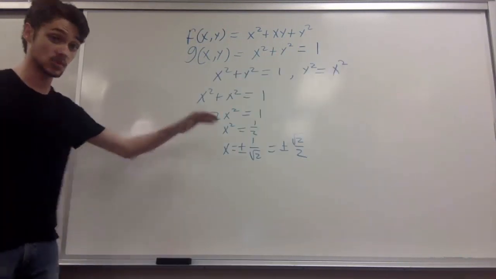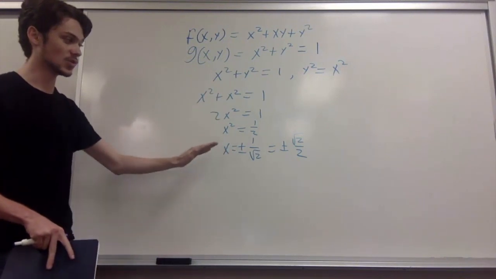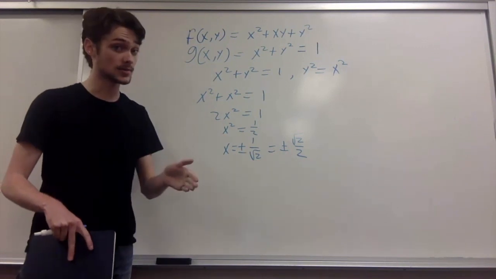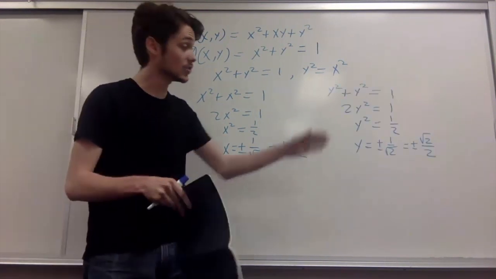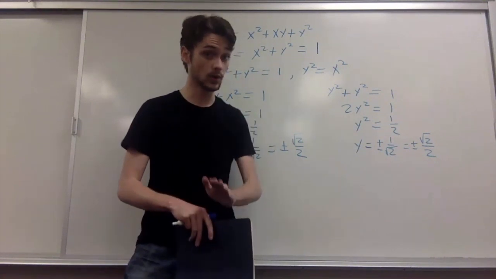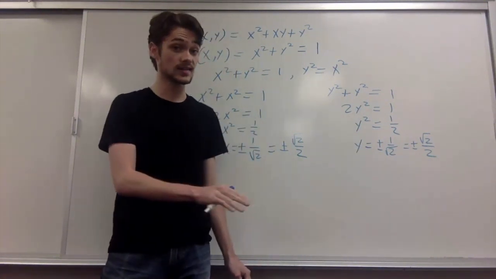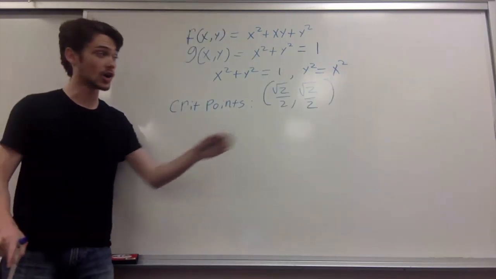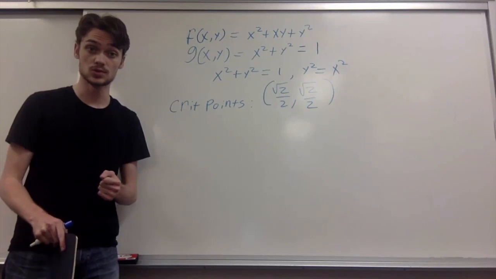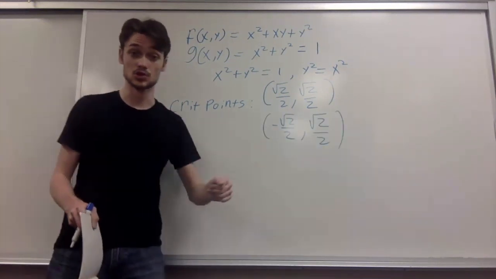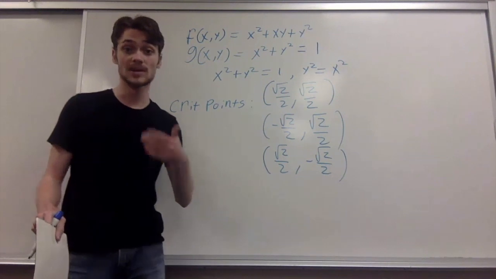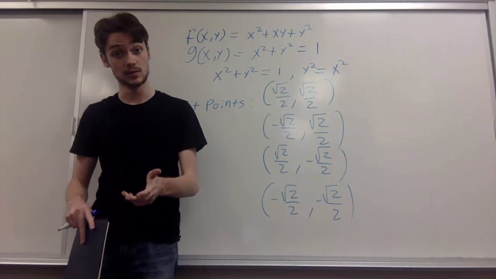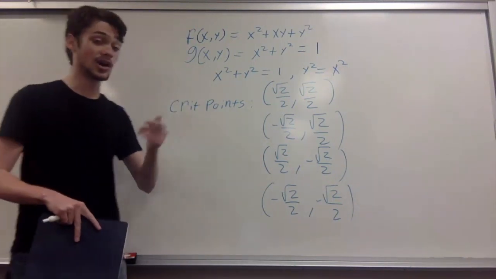First, we plug in x squared for y squared. Simplifying that down, we finally get that x can be equal to plus or minus root 2 over 2. Now let's substitute y squared in for x squared, and we get the same thing. We have 4 numbers here. Since we have 2 points for x and 2 points for y, it means we have 4 critical points. Our critical points are root 2 over 2, comma root 2 over 2; negative root 2 over 2, comma root 2 over 2; root 2 over 2, comma negative root 2 over 2; and finally, negative root 2 over 2, comma negative root 2 over 2. These are going to be the critical points on the boundary.